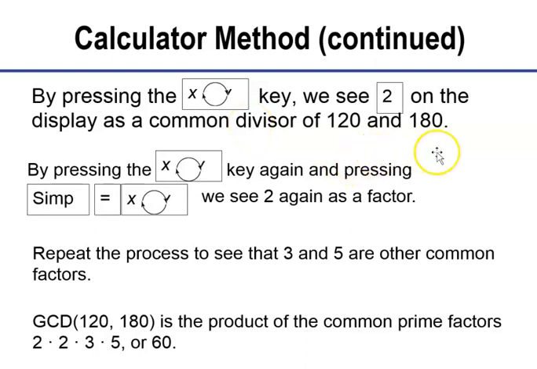of 120 and 180. We know that's not the greatest common divisor. Then you loop again, and we see 2 again as a factor, and you keep repeating the process to see 3 and 5, and all the other common divisors. Finally, you're going to get to 60, and that would be your greatest common divisor. Again, I'm just going through this just in case you use a calculator with that. It is possible with certain calculators.